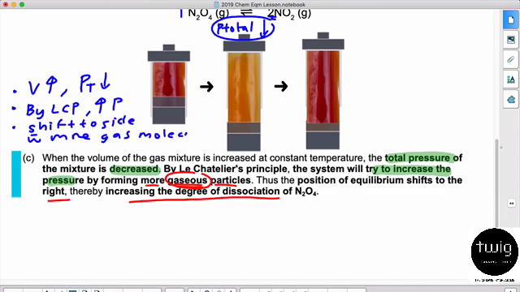Then you ask yourself, shift to which side? Which side has more gas molecules? In this case, the right hand side, so shift right. Not that difficult. So if it shifts right, the degree of dissociation will increase.